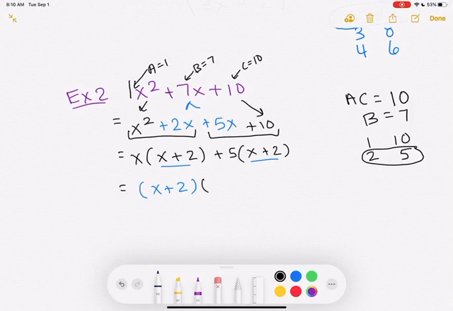And x plus 2 times what will give me x plus 2 times x, that x. Now, if I have x plus 2, and I'm trying to get to 5 times x plus 2, I'm going to do x plus 2 times that plus 5. And that is as far as we can go.